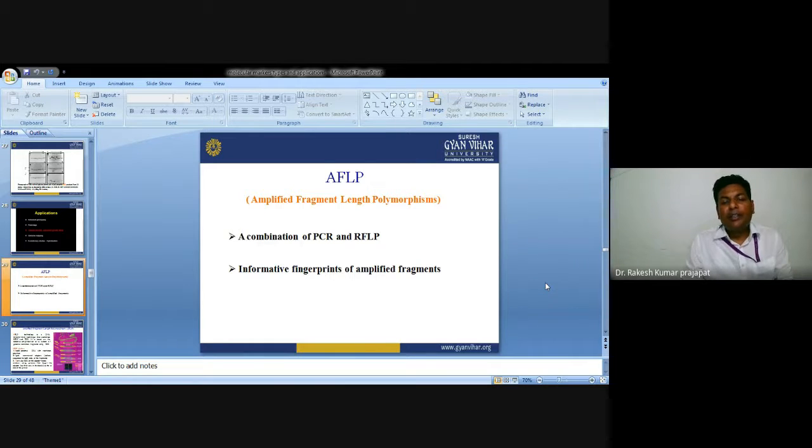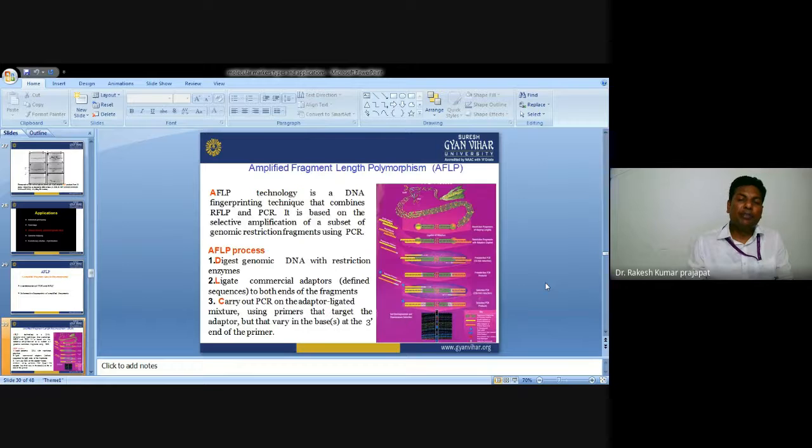The informative fingerprints of amplified fragments are very important. So this leads to the development of AFLP. The AFLP technology is a DNA fingerprinting technique that combines RFLP and PCR. It combines these two technologies. It is based on the selective amplification of a subset of the genome restriction fragments using PCR. In the AFLP protocol, we have to digest the genomic DNA with restriction endonuclease, then ligate the adapters, with different sequences at both ends.